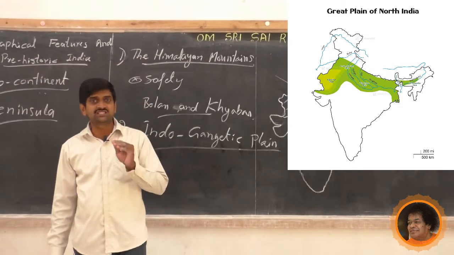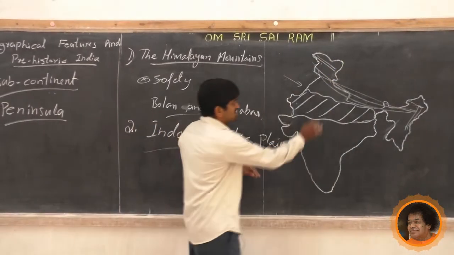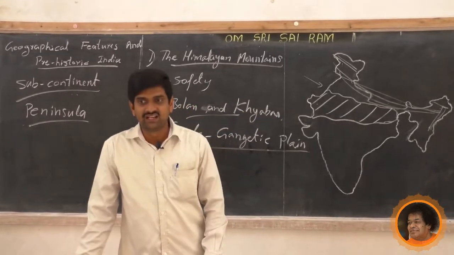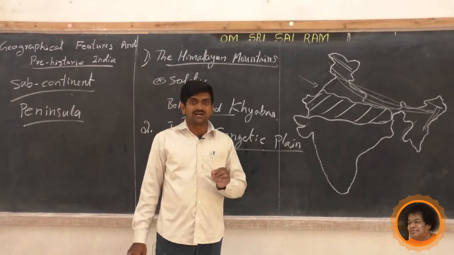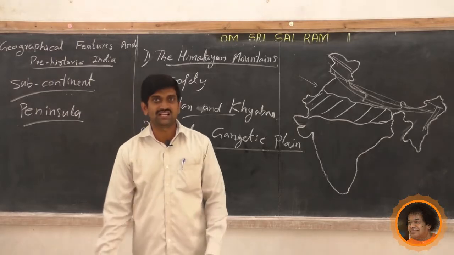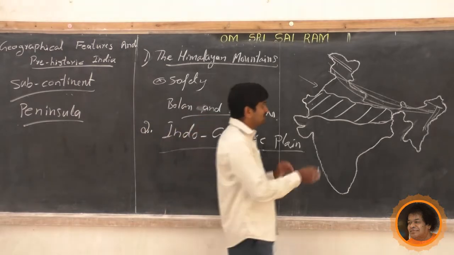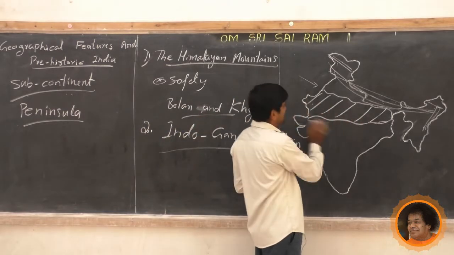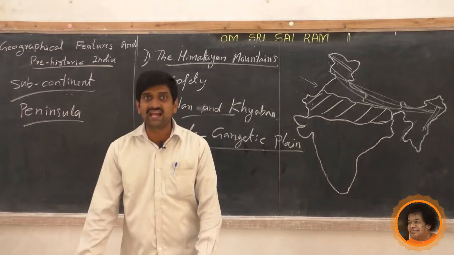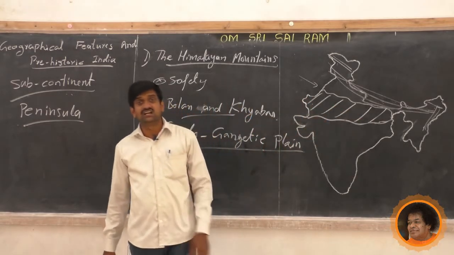This area is extremely fertile. Most of the population is concentrated in North India, because this is a very fertile area and level land. So here, the 2 popular civilizations of India, the Indus Valley civilization and also the Vedic civilization, flourished in the Indo-Gangetic area.